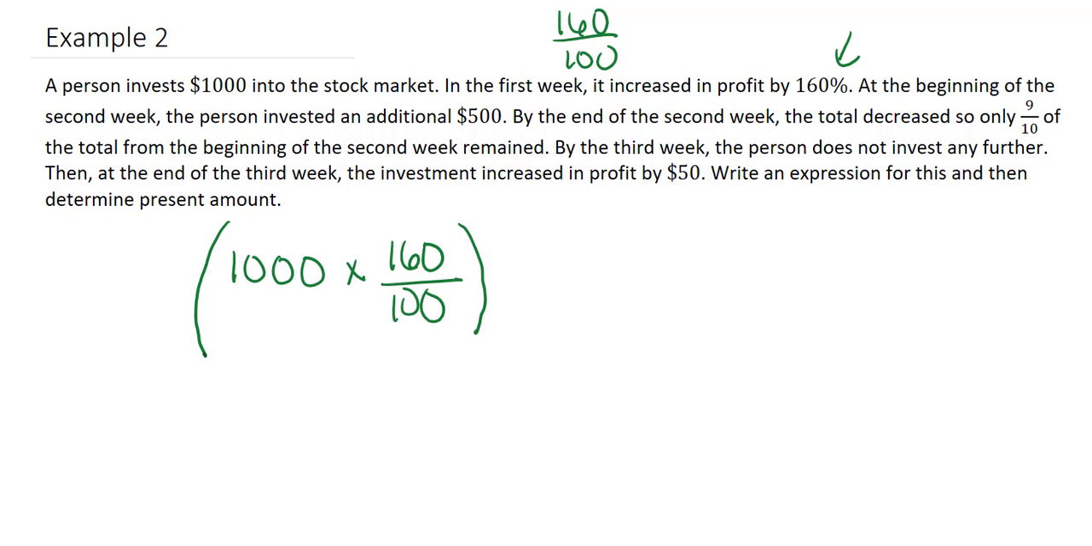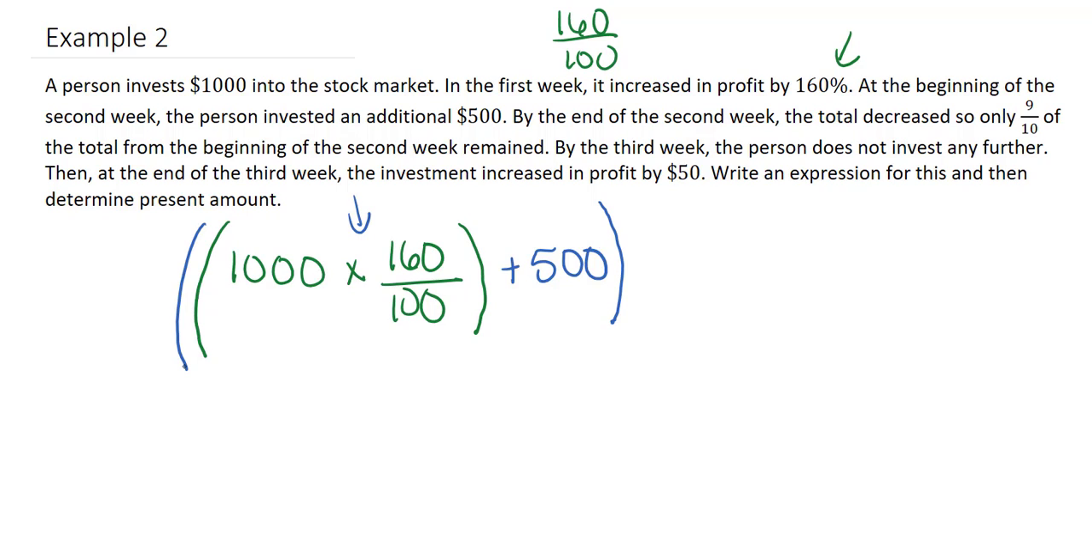So then in the second week, the person invested an additional $500. So let's write that we need to have $500 here. And then that's going to be added to whatever this is. So let's just enclose that space too with parentheses.